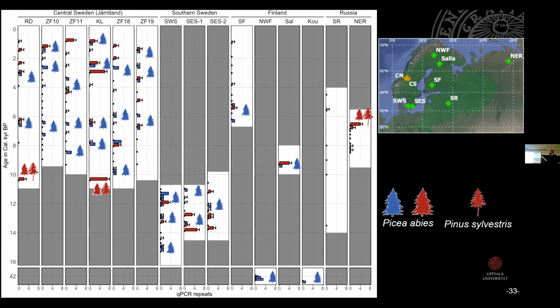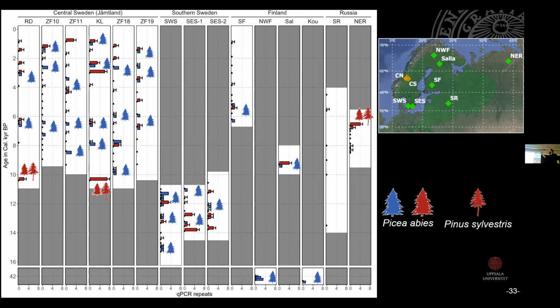So every column that you see in the figure is basically one lake. On the y-axis, there's the age, and there's an age gap. So this is 16,000, but this block actually covers 42,000 years old. So it's actually before the last glacial maximum.